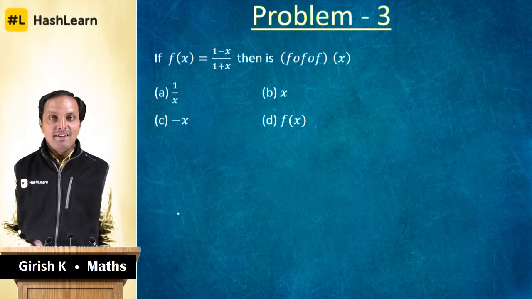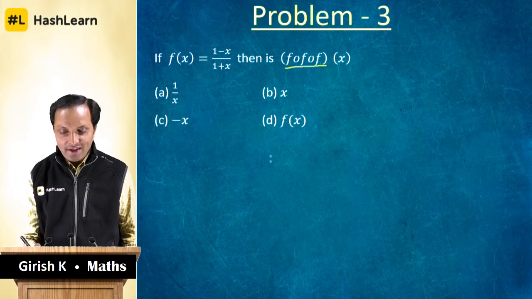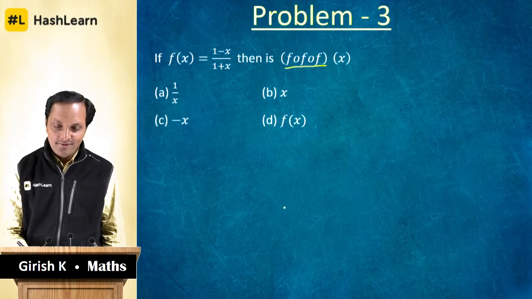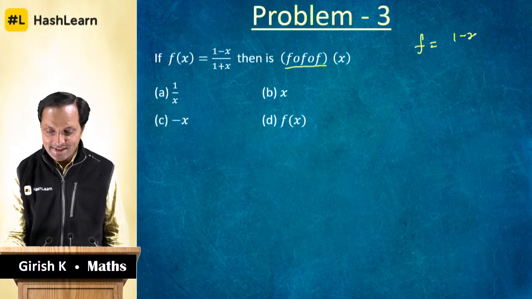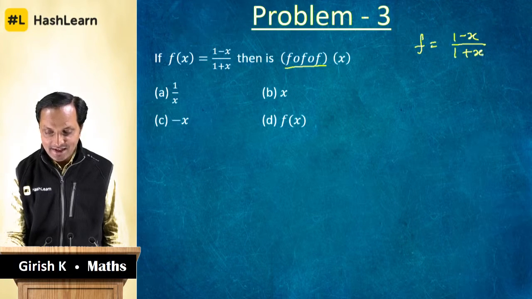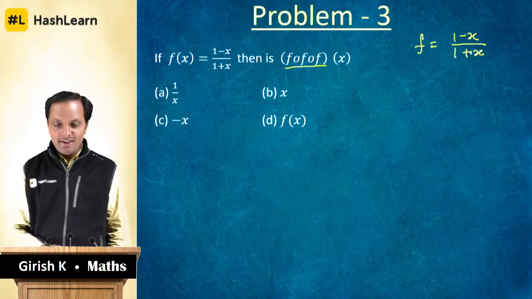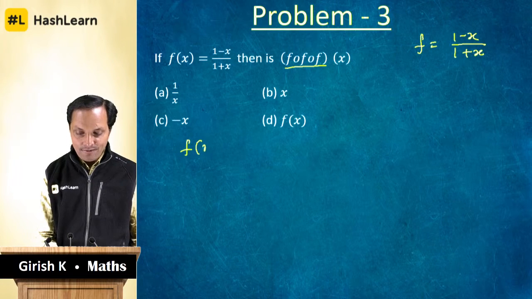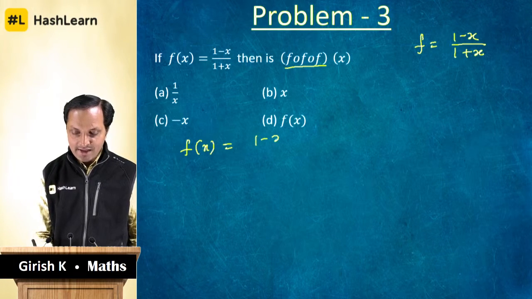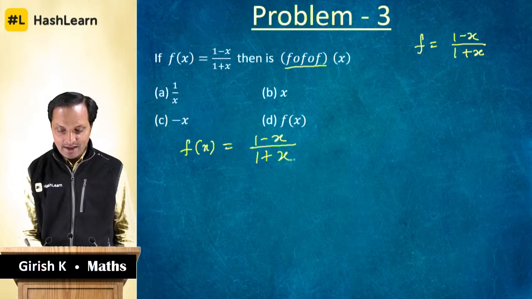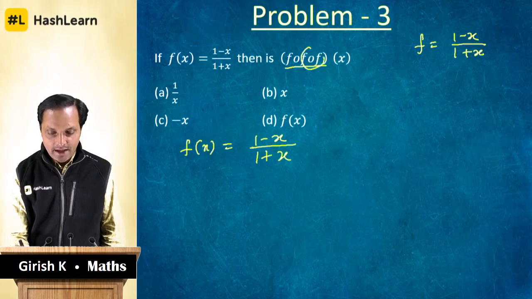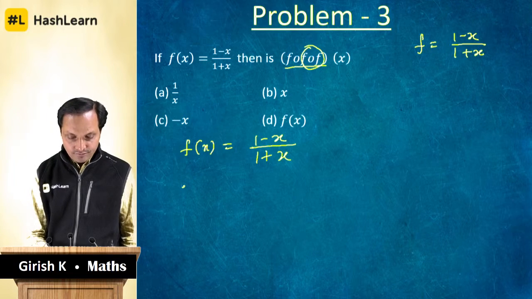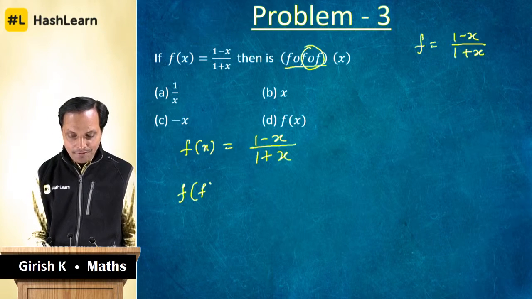Here the problem is f of f. So what is f here? Your f is 1 minus x by 1 plus x. So you should be careful here. So first let us take f of x, 1 minus x by 1 plus x. हमें पहले इसको फाइंड करना है f of f. So what is f of f?